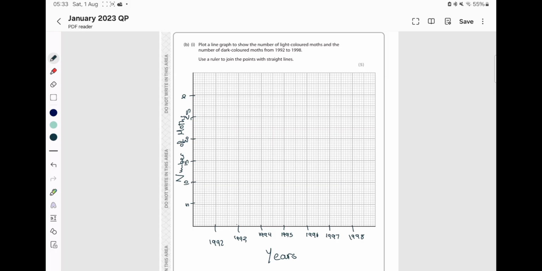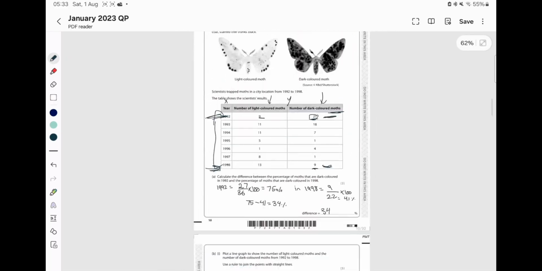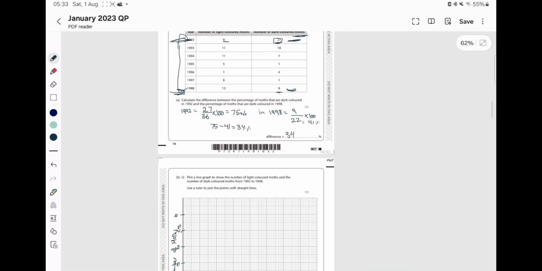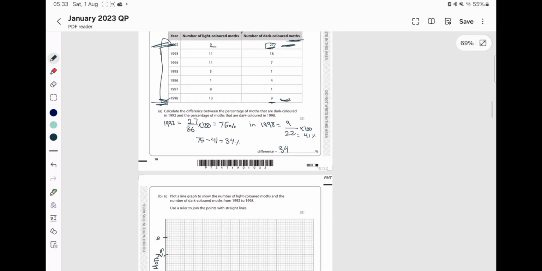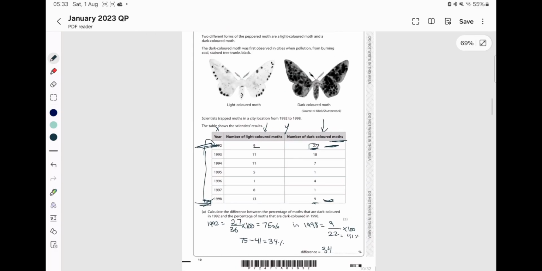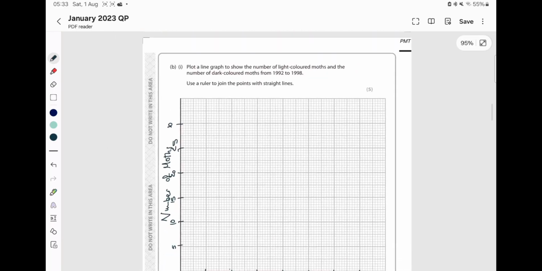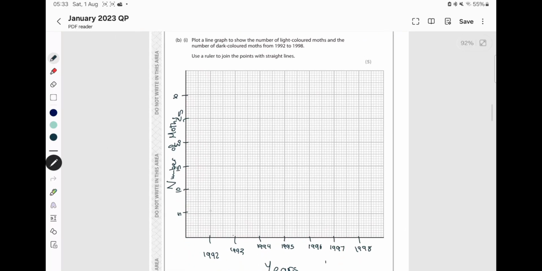So now that we have labeled our graph and done our scale, we want to plot our data. It wants us to plot our data for the light-colored moths and the dark-colored ones. So we're going to go ahead and do that. For 1992, we have 9 and 27. So I'm going to go 9 and 27. 25 is going to be in this area right here. You don't need to be really accurate.